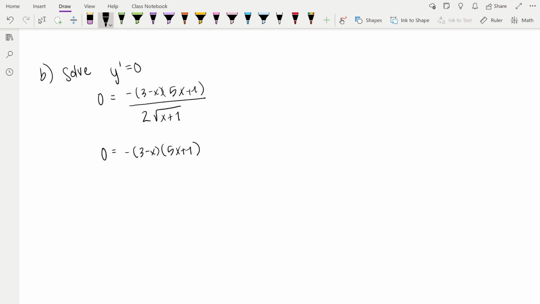Two things multiplied together to be 0. One of them is 0. So either x is 3 or x is -1/5. However, we go back to the question to make sure, do they want only the x coordinates or do I also have to find the y coordinates? Reading back, it says find the x coordinates. So I'm done. This is it. The whole answer is x equals 3 and x equals -1/5.